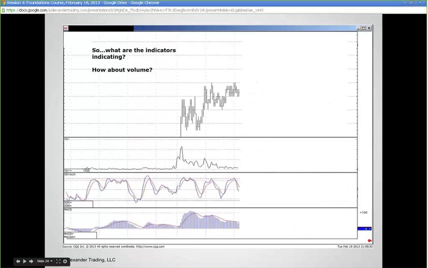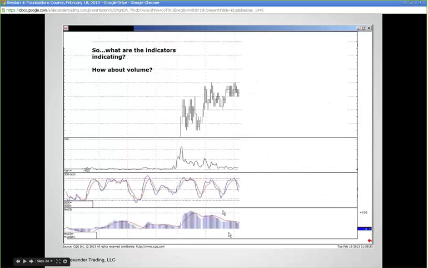Now, does this help? Here's a lot more stuff. We've got volume here. We've got stochastic, and we've got a MACD down here. Now do I know what to do? Well, why not? I didn't know what to do here, so I put indicators on here. Aren't these indicating what I should be doing?